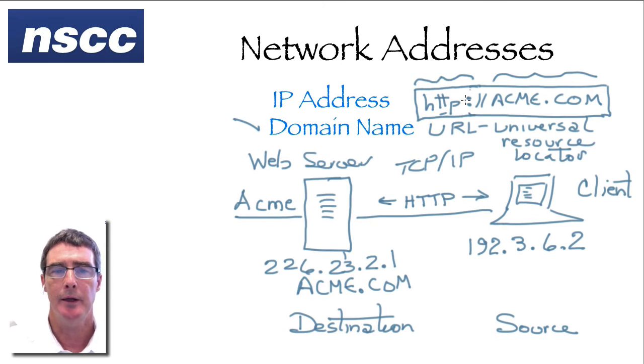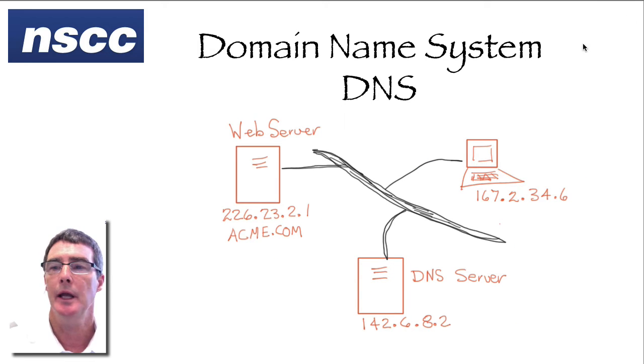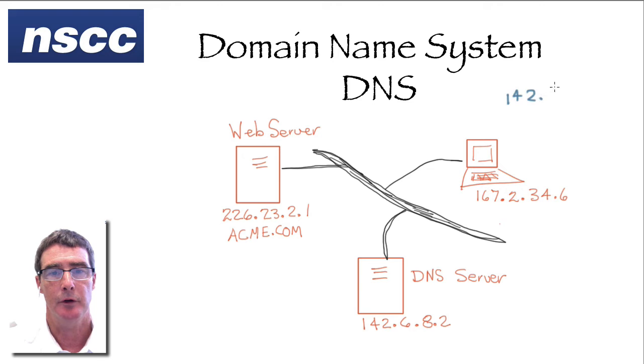But we said that we have to use numeric addresses in order to form our packets. So how do we get away with using this English name here? Enter the application layer protocol called DNS, for Domain Name System. All computers have built into their memory the numeric address of a local, what is called DNS service. So this computer knows that its local DNS service is at this address.